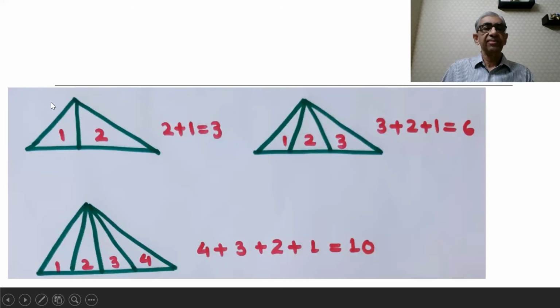Now see a figure like this. In a triangle, I have drawn a perpendicular or any line bisecting the base, so 1 and 2. So here the number of triangles is 2 plus 1, 3. When there are 3 partitions, the number of triangles is 3 plus 2 plus 1, 6. Here there are 4 partitions, 1, 2, 3, 4. So the number of triangles is 4 plus 3 plus 2 plus 1, 10.